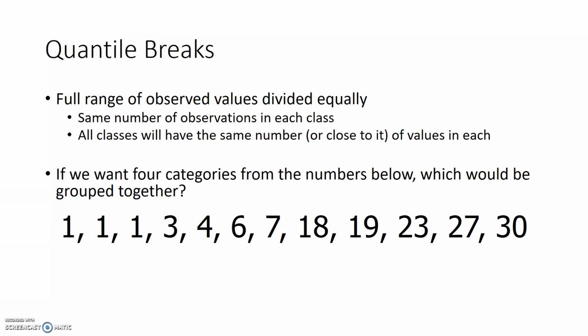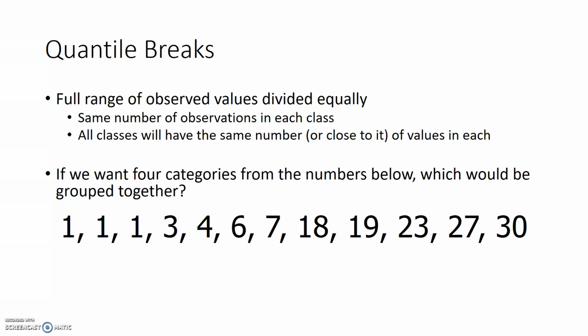With quantiles, we're going to try to get groupings or classes that have the same number of observations, the same number of data points or data values in each class. So where before with equal intervals, we could have a group with many or a group with few or even a group with none, that's not possible with quantile breaks. So we want all classes to have roughly the same number of values in each.